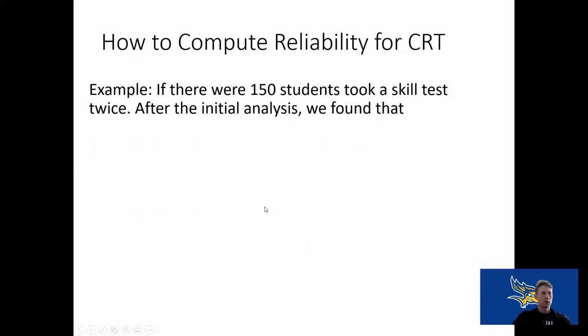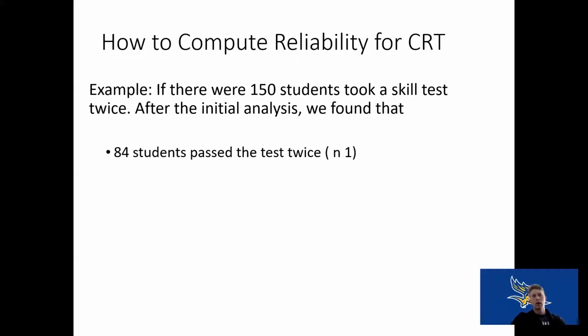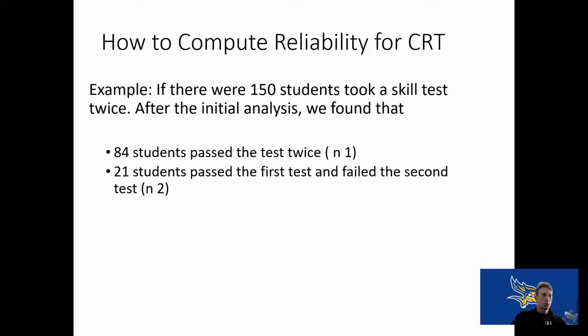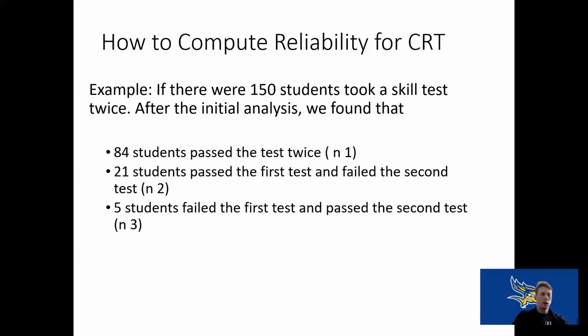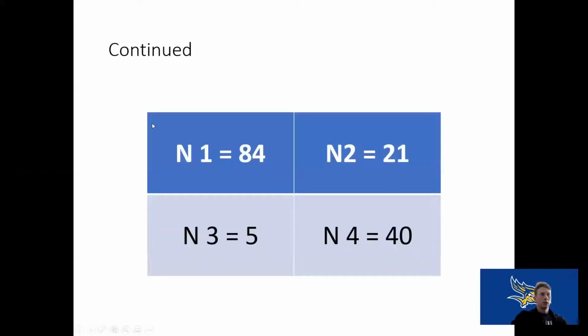So let's look at an example. Let's say we have 150 students that take a skills test, and we find that 84 students pass both, so we consider that N1. You can mark that as N1 within your little matrix, your little box. 21 students passed the first test and failed the second, so these are the pass-fails, or the N2s. We had 5 students that were fail-pass, or N3, and 40 students that were fail-fail. So we have our pass-pass and our fail-fail, and our fail-pass and our pass-fail.